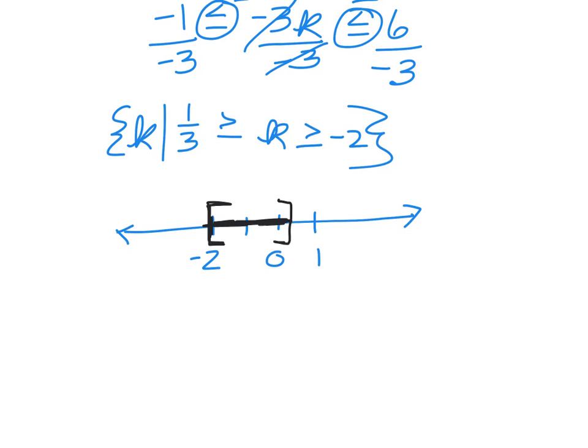And in interval notation, this time I've got a smallest number. It's negative 2 and it gets a bracket. And I've got a largest number. It's positive 1/3, and it gets a bracket. Boom.